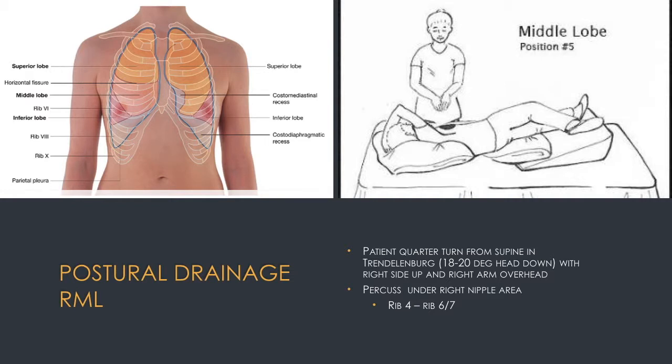So it's the right lung, the right middle lobe, so their right side would be up, and you can position their right arm overhead to open it up and give you better access to the area that you're going to be percussing. And you're going to percuss right under the nipple line, and the right middle lobe goes from about rib 4 to rib 6 or 7.